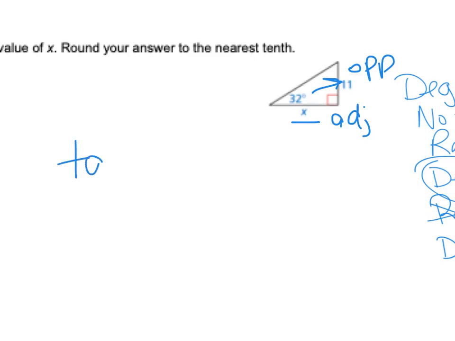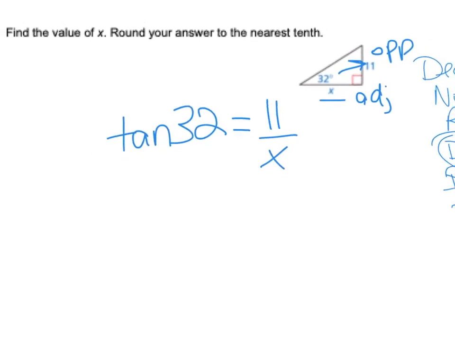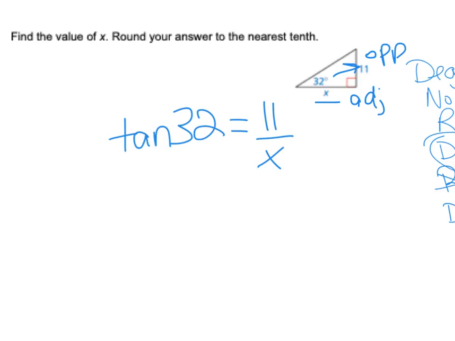So I can say the tangent, remember whenever we're taking the tangent of something, that's always the angle. So we're going to put 32 equals the opposite, which is 11, over the adjacent, which is x. Okay, so right now, the tangent of 32, if you put that into your calculator, is just a decimal. It's a decimal that goes on and on and on. So we're going to have to make sure that we're doing that correctly.